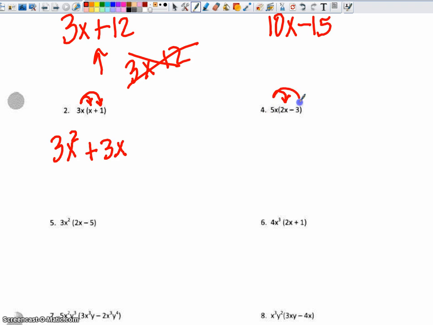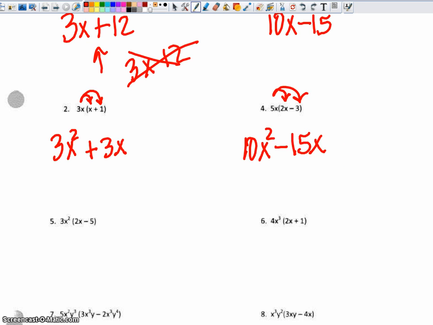So 5x gets distributed. 5x times 2x. 5 times 2 is 10, and it becomes x squared. 5x times a negative 3 is minus 15x. Don't lose that x. You got to bring it along, even if it doesn't have one to multiply against.